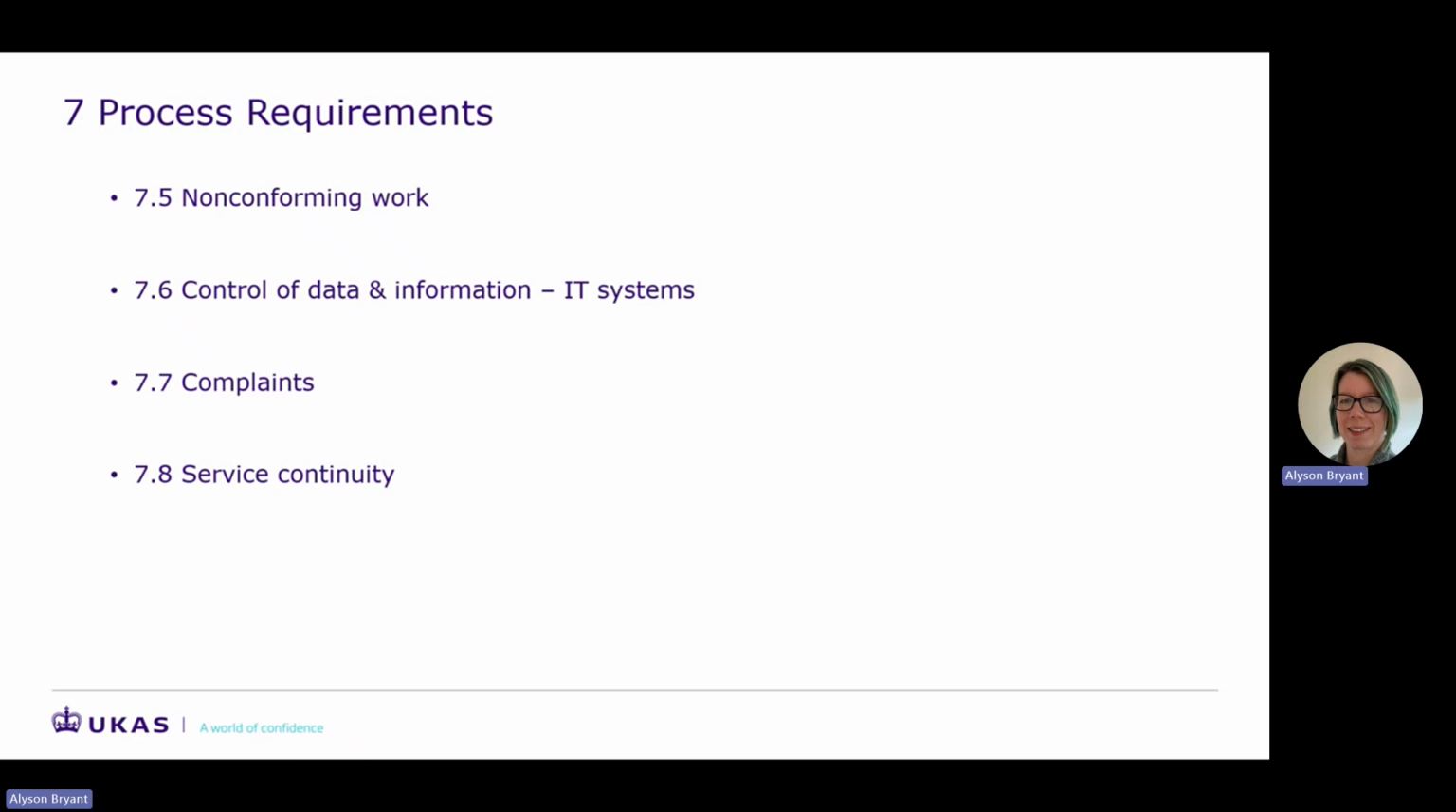Within Section 7, there are some less technical requirements. So these relate to the non-conforming work, control of data and information, complaints and service continuity. Non-conforming work relates to how issues and non-conformances are identified and managed. Similarly with complaints, how are they received? This might be a formal complaint or an informal comment, but it still needs to be handled as a complaint and investigated, reviewed, and fed back to the complainant.